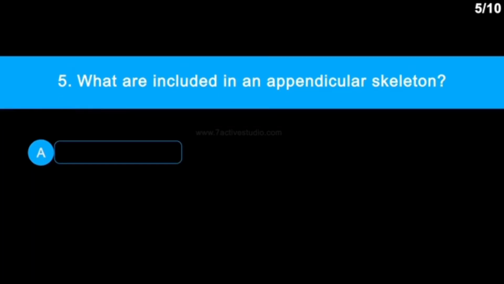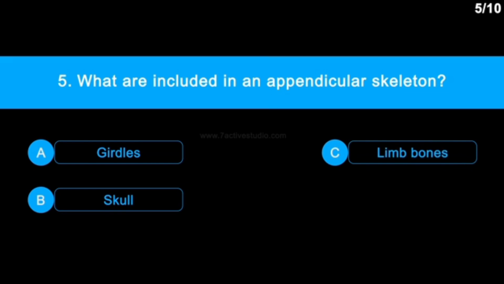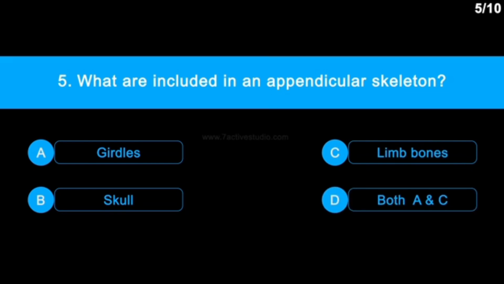Question 5. What are included in an appendicular skeleton? Option A. Girdles. Option B. Skull. Option C. Limb bones. Option D. Both A and C.